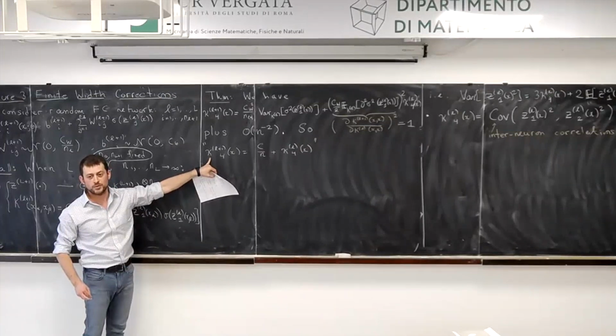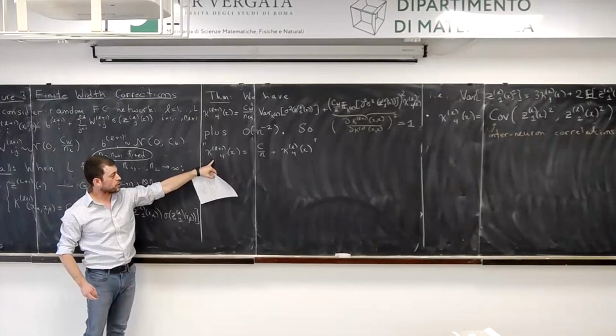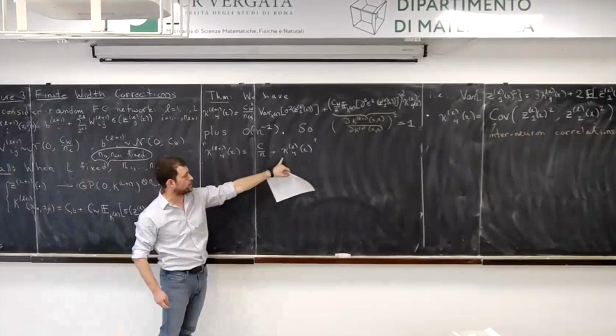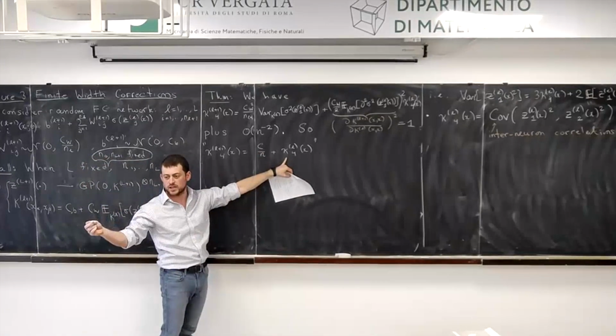Domenico knows, but he's too polite to say. If you have a recursion of the form constant over n plus the previous thing, what happens when I iterate this recursion? How does it grow with L?